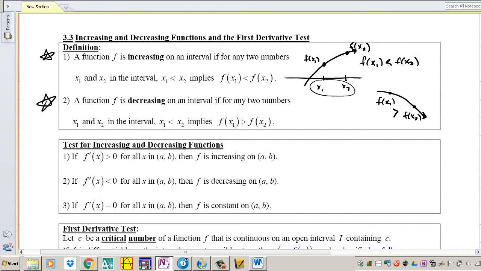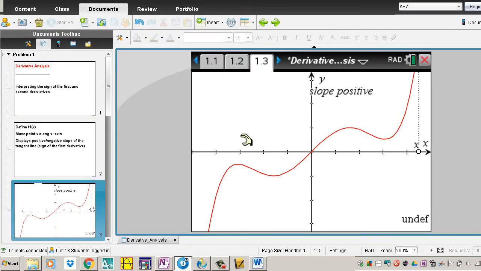Now, there's a special relationship between derivatives and increasing and decreasing functions, and I'm going to go ahead and show you with the calculator app that I have here. So here I have a graph of a function. Now ask yourself, is this function differentiable? And your answer to that would be yes, because it is a continuous and a smooth curve.